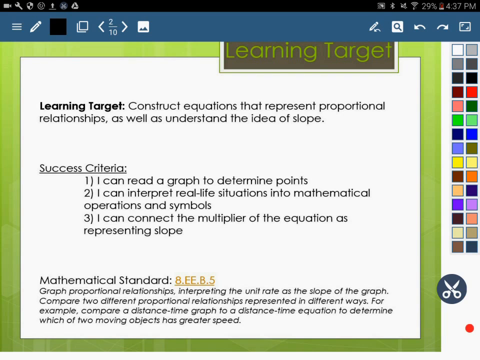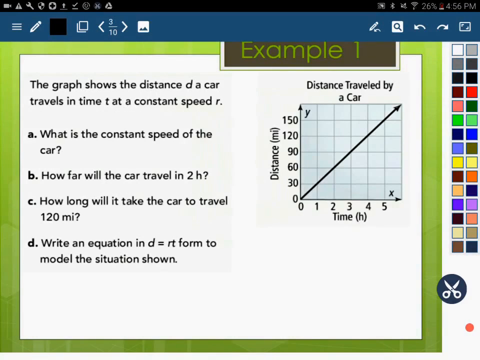Lastly, I can connect the multiplier of an equation as representing slope. So we're going to talk a little bit about this vocabulary word slope, and it is going to be a synonym for multiplying by the x. All right, so let's start on our first example.